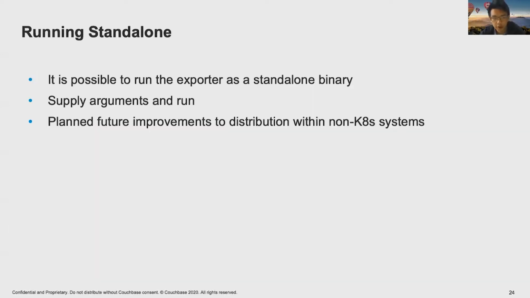You can also run the exporter as a standalone binary. This isn't supported currently by the company, but basically you supply the arguments that you'll see in the GitHub repo, and then run the binary standalone. There are planned future improvements for this in terms of distribution within non-Kubernetes systems.